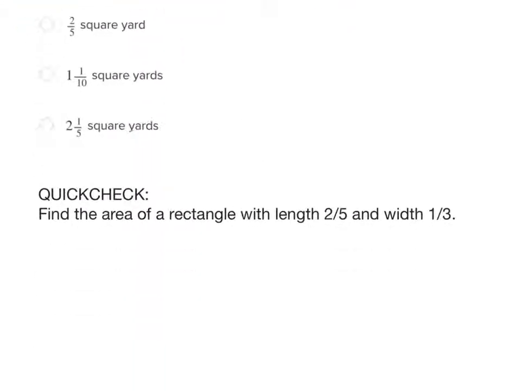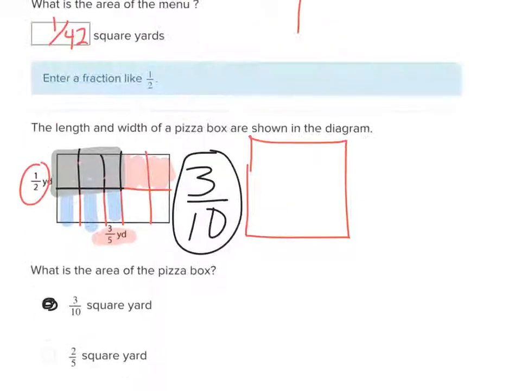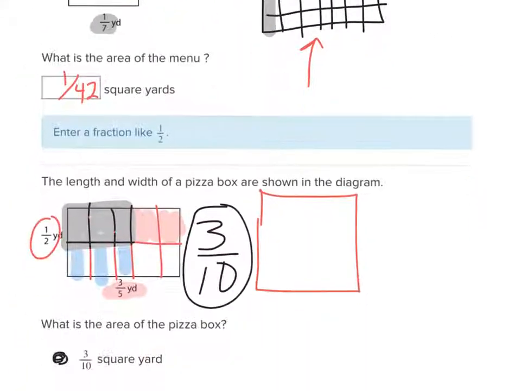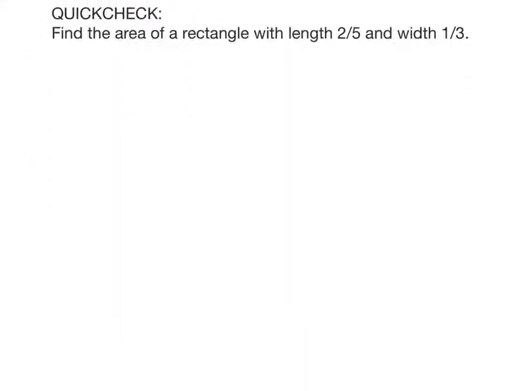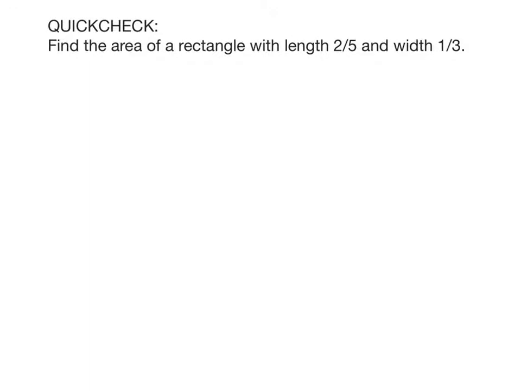Okay, so did I really do all of the examples? I did. Okay, so that's it. You're on to the quick check. You're going to find the area of a rectangle with length 2/5 and width 1/3. Good luck. See you soon.